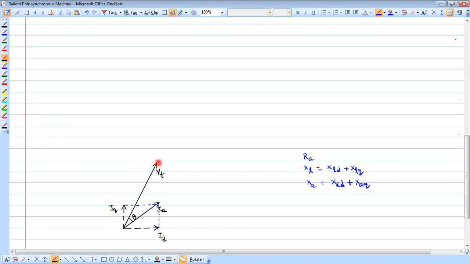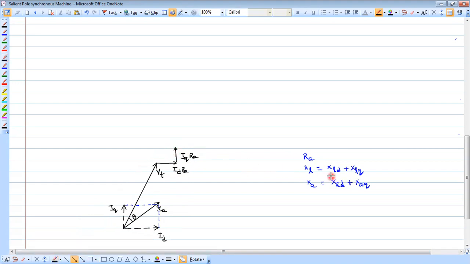Then this will be our Id into Ra. Okay, this is the Id current, and corresponding to this, Id into Ra is in phase with it, and Iq we have. So this will be Iq into Ra. So the vector sum of these two is Ia Ra.